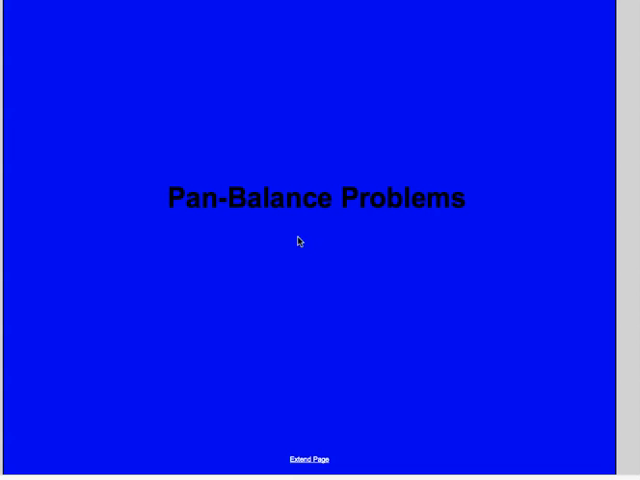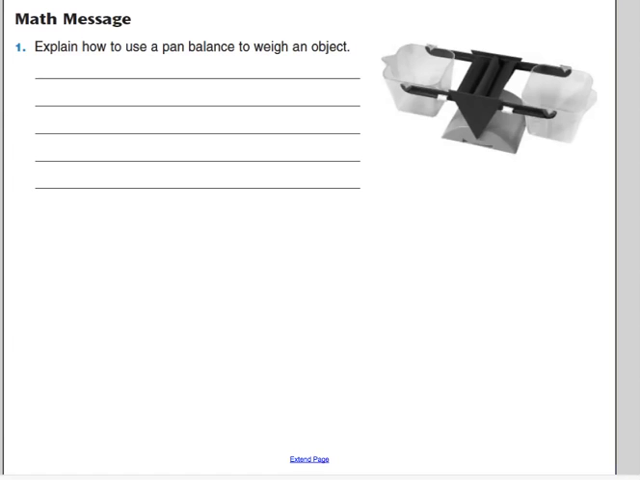Pan balance problems. Now in your math message you were asked to answer the math message question at the top of page 333. And it asked you to explain how to use a pan balance to weigh an object. Now I want you to be sure to have your explanation here and be prepared to explain it in class tomorrow.